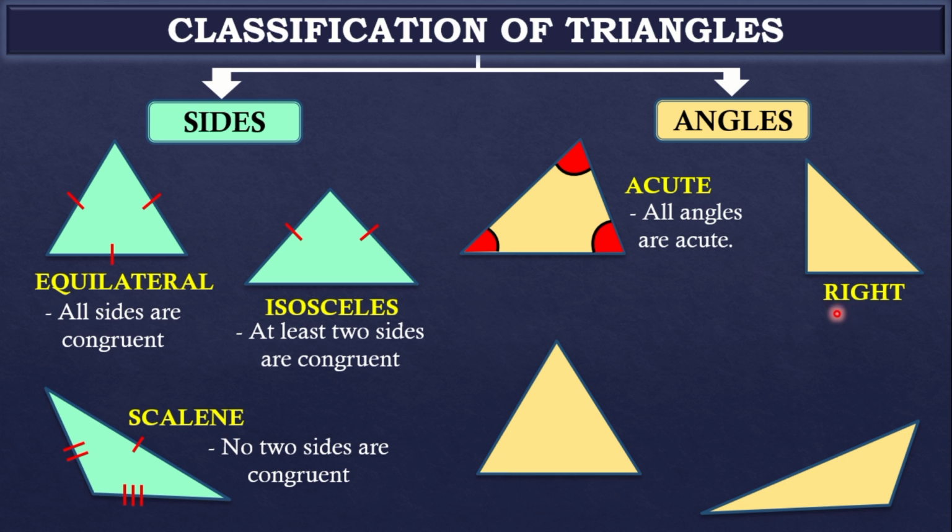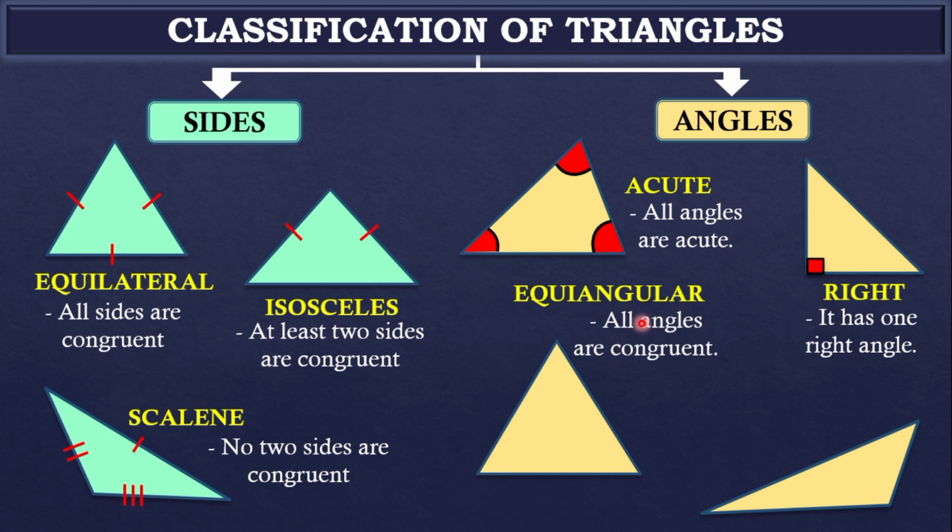Masasabi natin na right triangle siya kapag meron siyang isang right angle. So, pag meron po siyang isang right angle, automatic that is a right triangle. And then, kung meron tayong tinatawag na equilateral sa sides, meron din tayong tinatawag na equiangular sa angles. So, ito naman yung kinds of triangle na kung saan ang lahat ng angles niya ay congruent. So, if all the angles are congruent, then that is what we call equiangular.